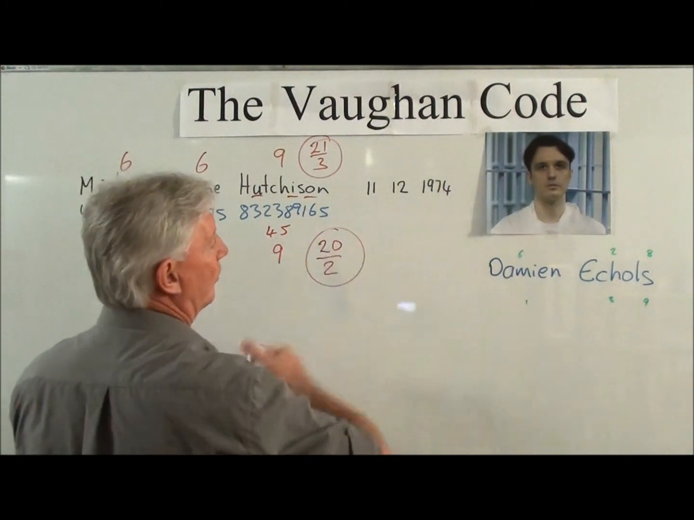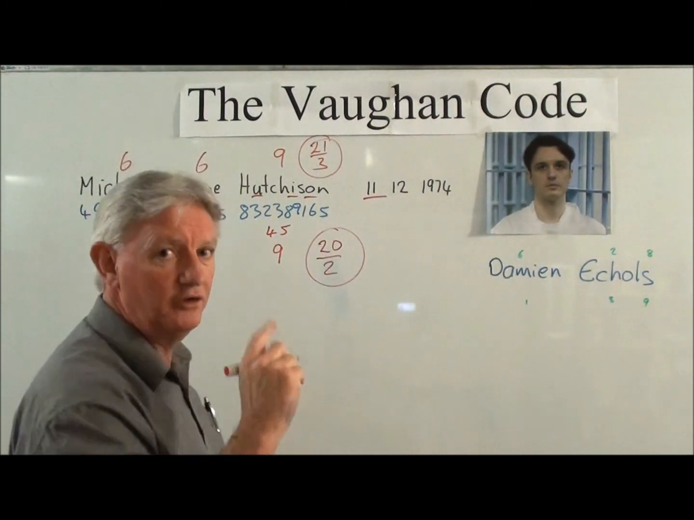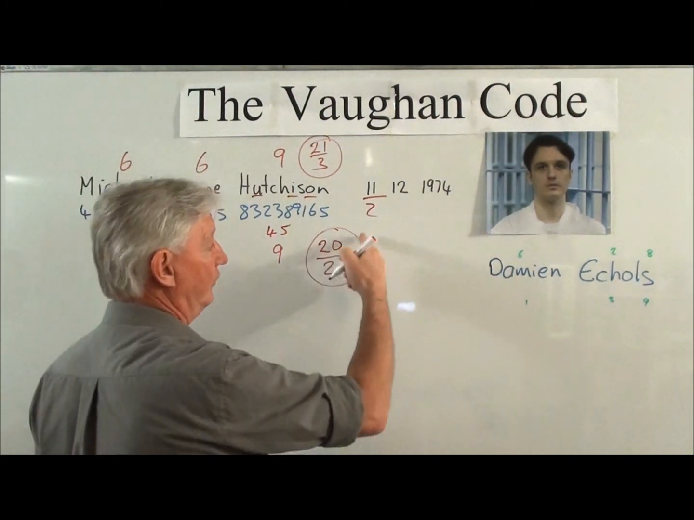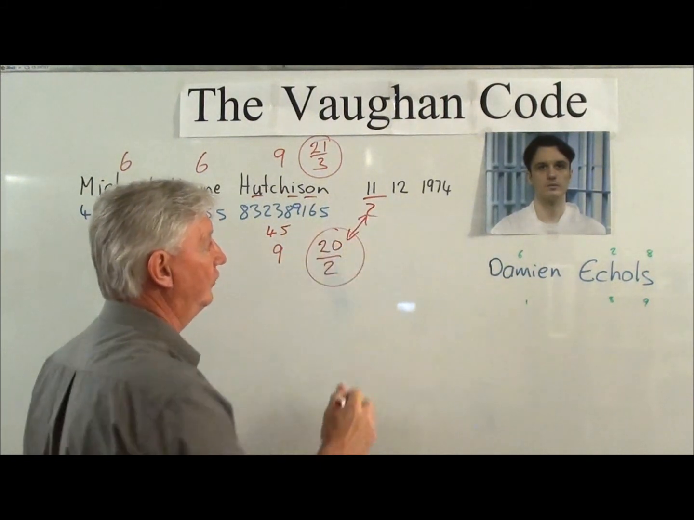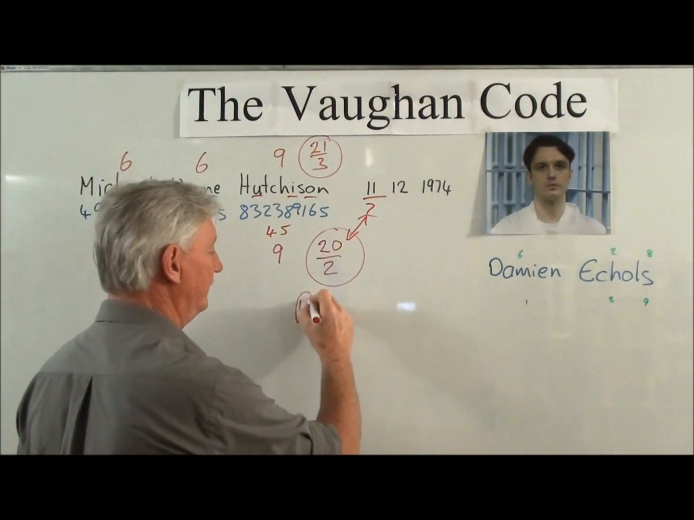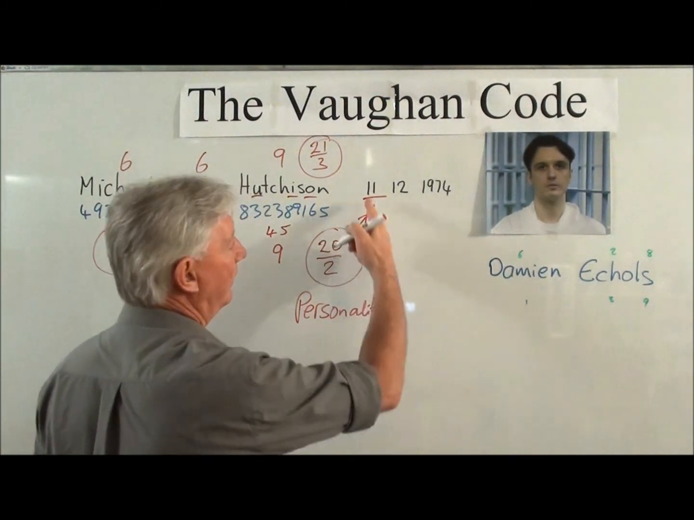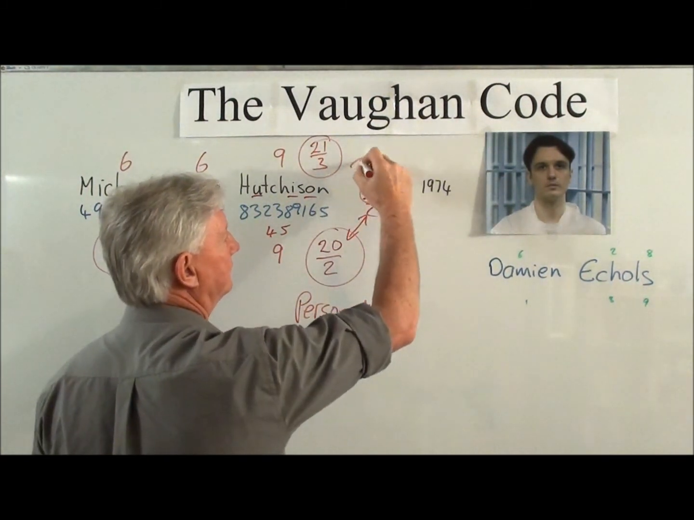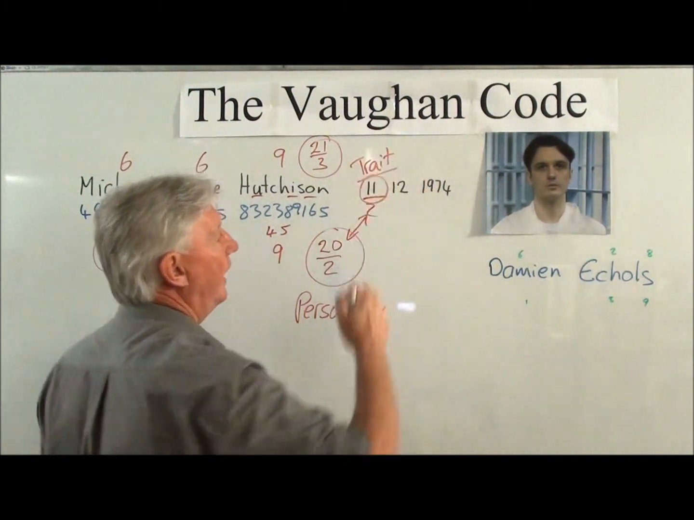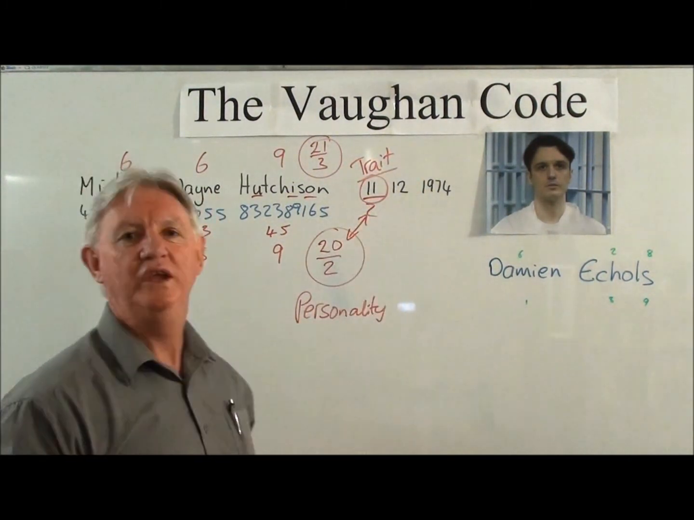Now the day he was born on was the 11th. Interestingly enough, that adds up to 2 like this. So here we have his personality, and up here we have a trait. And a trait here means how he does things, with detail.